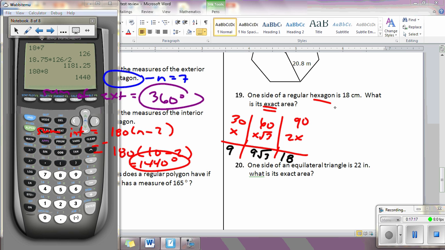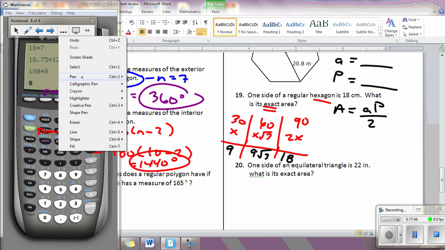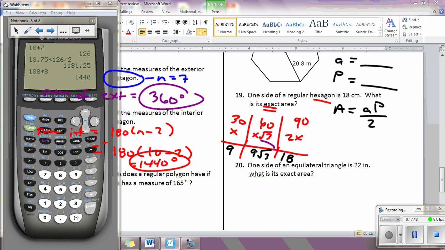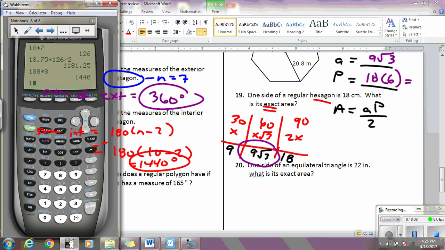Now, to find the area, we need our apothem and our perimeter, over 2. So let's find those pieces. For a regular hexagon with the exact area, the apothem is always across from the 60-degree angle. So in our table, it was 9 root 3. So our apothem is 9 root 3. To find the perimeter, I take the one side they give us, 18, times the number of sides for a hexagon, which is always 6. So 18 times 6 is going to give us 108.